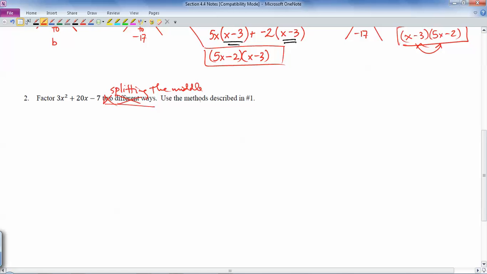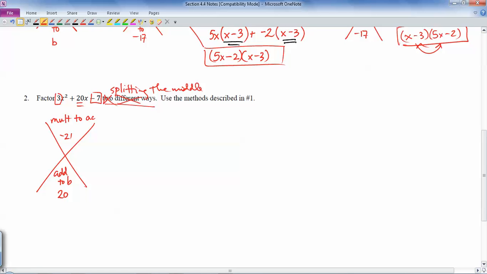That's the method that I want to practice, because guess and check, if it works for you, great. If it doesn't work for you, then this is the method you can use. So for this one, remember, it needs to multiply to a times c. So we needed to multiply to 3 times negative 7, so negative 21. And then it has to add to b. So b is 20.